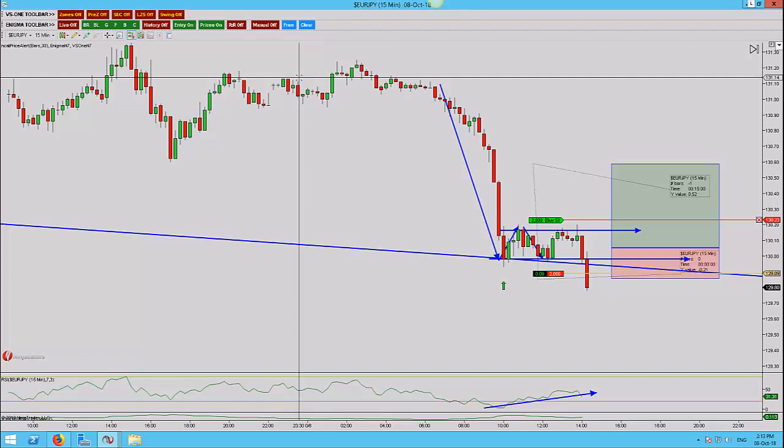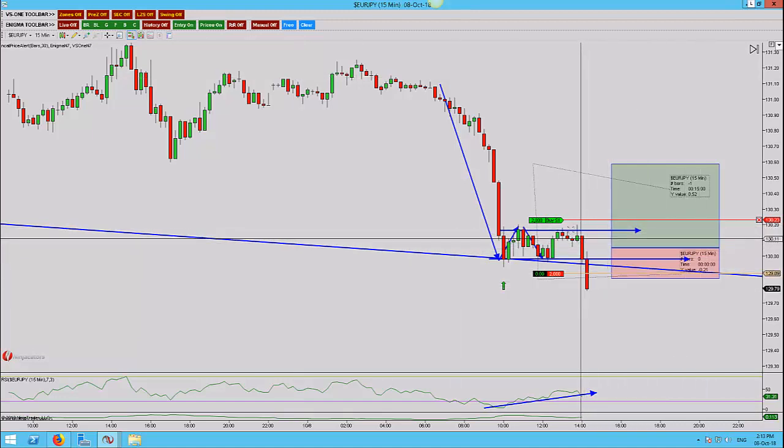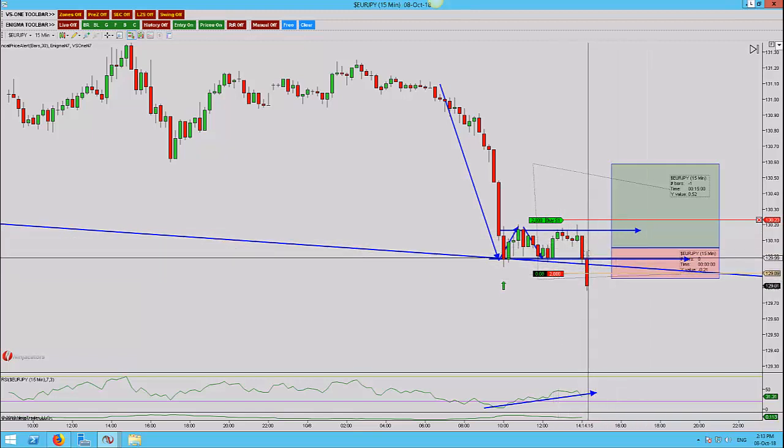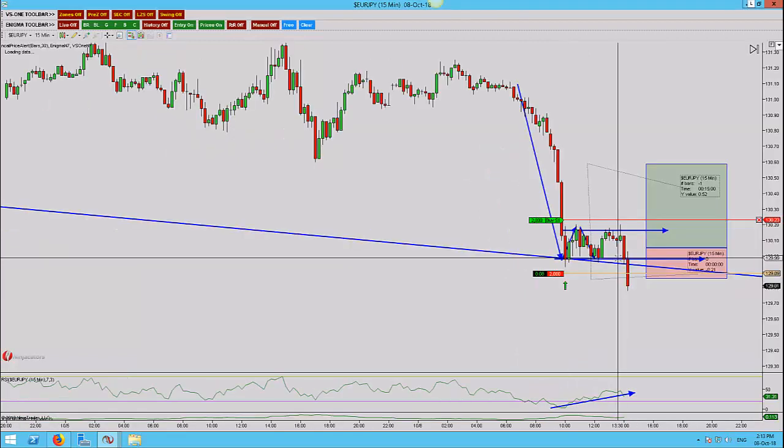Yeah, I didn't realize it was going to be a low and tight flag, but as we failed to put in a new high up here, we broke to the downside, and we were putting in lower highs on a lower time frame here. This was more like a low and tight flag.